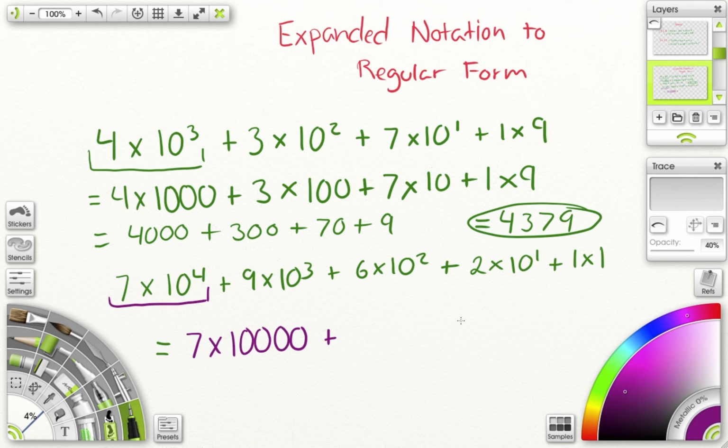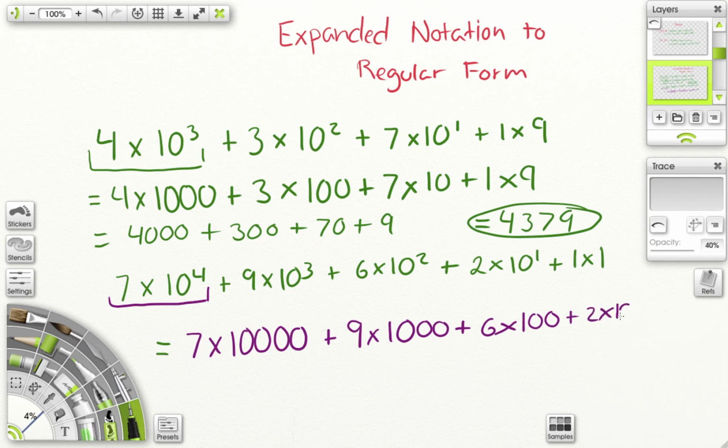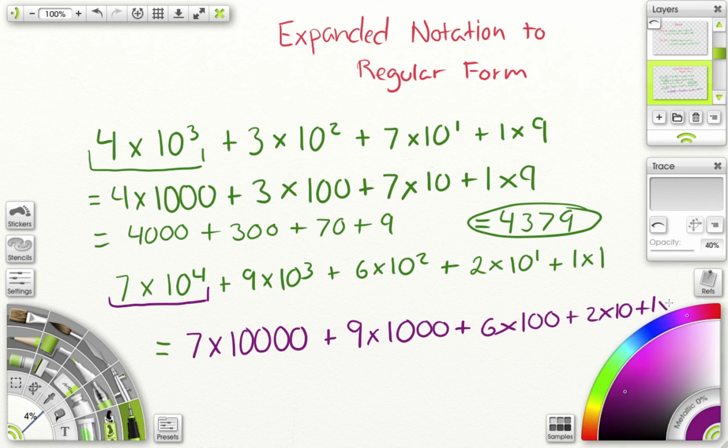So 7 times 10,000 plus 9 times, and we know 10 to the power of 3 is 1,000 because it's 10 times 10 times 10. So plus 9 times 1,000 plus 6 times, we know 10 to the power of 2 is 100 because it's 10 times 10, plus 2 times 10 because 10 to the power of 1 is just 10, plus 1 times 1.